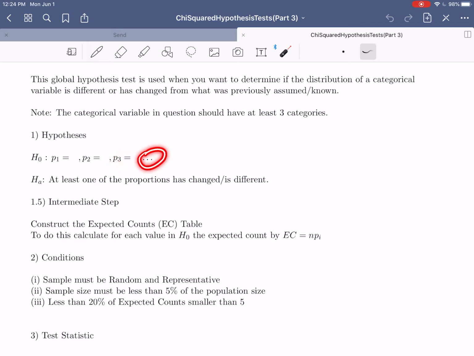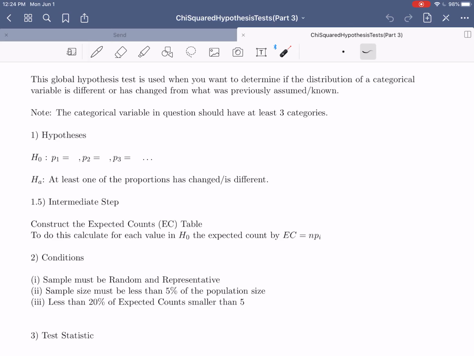Now, I put this ... here because we know that it has at least 3 categories, but there may be more than 3 categories. And in your null, you will need to say what percentage we assumed, or previously knew, was supposed to fall into each category. The alternate then is that at least one of these proportions has changed or is different than we previously assumed.